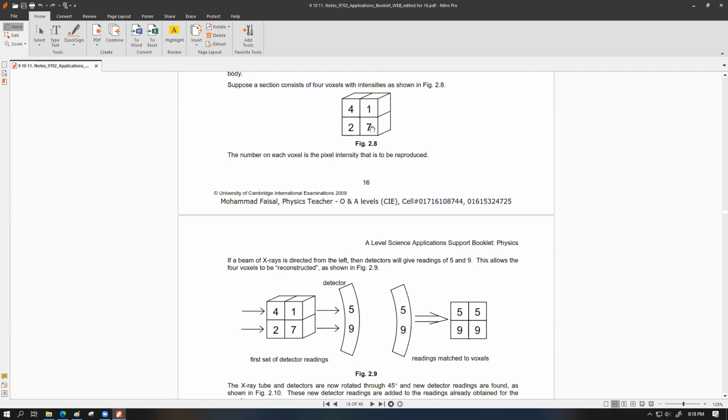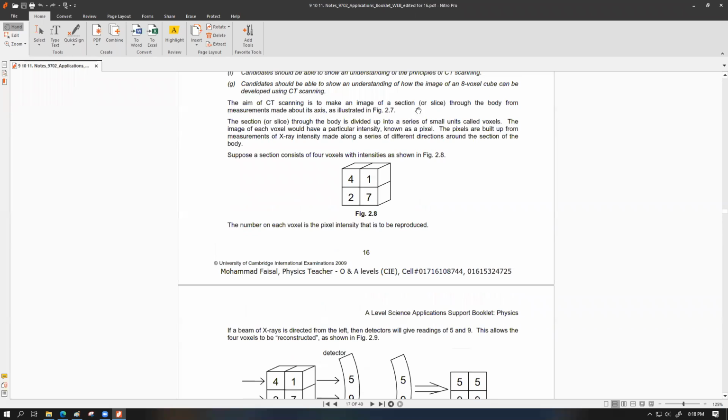Let's say this is a piece of bone, maybe a bone tissue, which has a very high value of absorption, 7. Then this one might be, let's say, a bit of fat, which has a much smaller density. This might be a piece of muscle. This might be empty space. So what I want you to visualize, just for the sake of easy understanding, is that we have 4 different types of tissues over here, which have 4 different voxel intensity values.